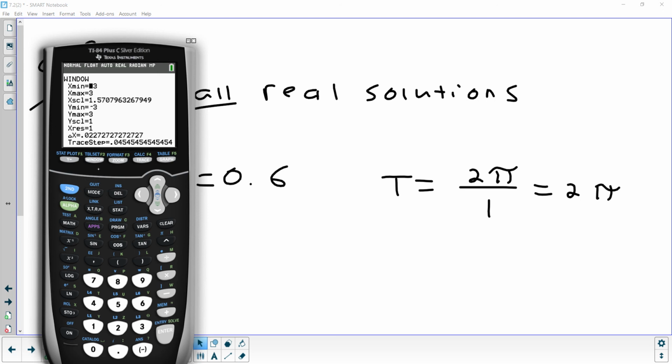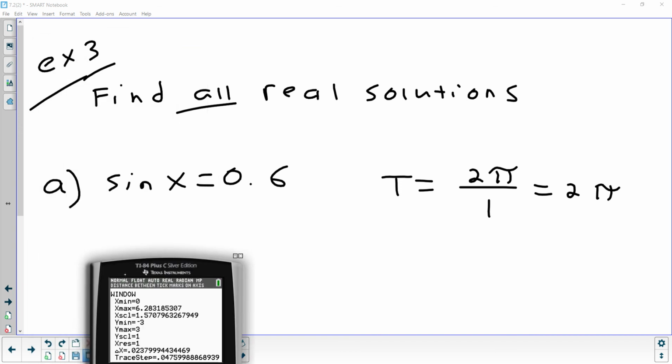That means you need to set your window to a width of 2 pi. There's lots of ways to do that. What's the easiest way to set an x width of 2 pi units? From 0 to 2 pi. I would just go 0 to 2 pi. You could go negative pi to pi. You could go 1 pi to 3 pi. It's kind of weird, but you could. I would just do 0 to 2 pi. For Y min and max, as long as you cover the range, you're all set.